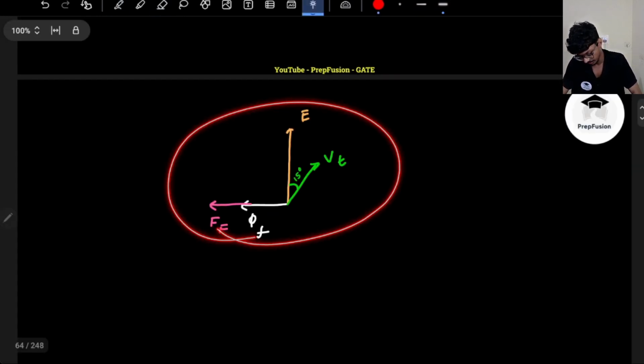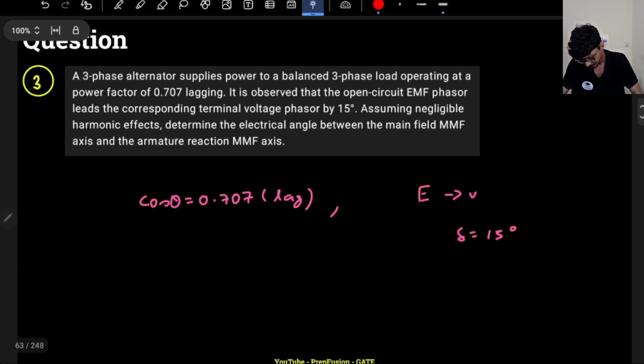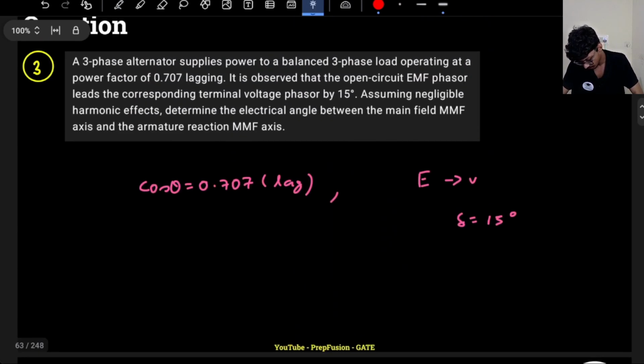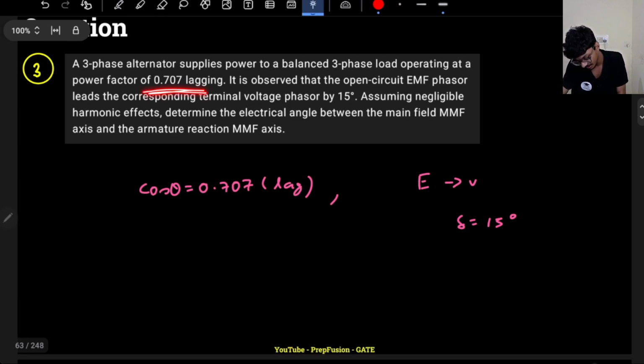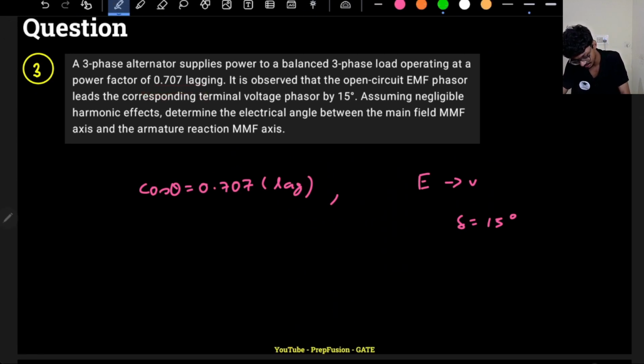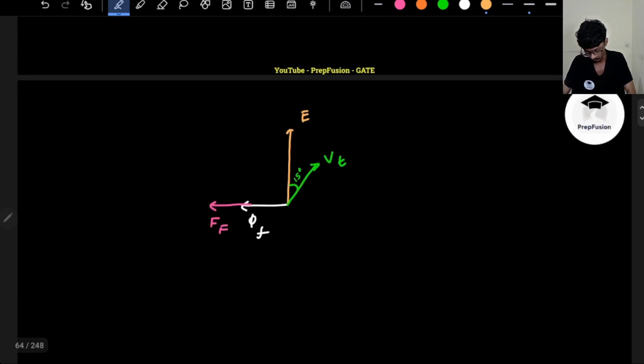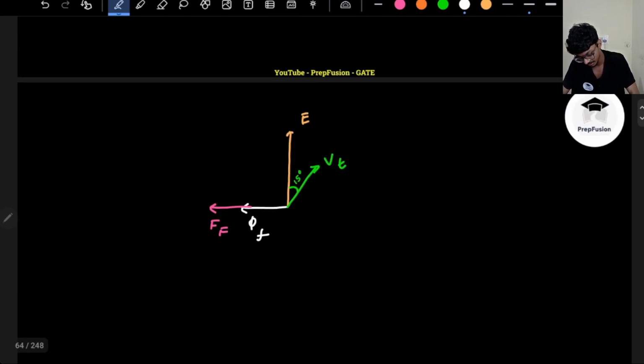Terminal voltage will be somewhere around here. Now they are also telling me that the power factor is 0.707 lagging. That basically means that theta will be negative 45 degrees. Why negative? It is lagging, right? So the current will lag the terminal voltage. So current lags by 45 degrees.